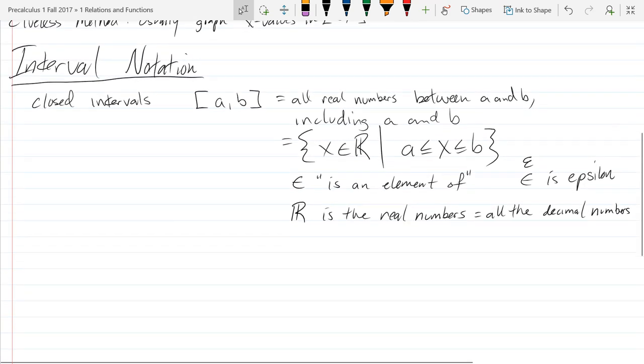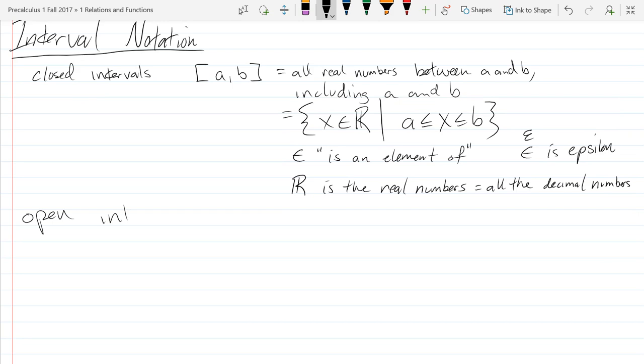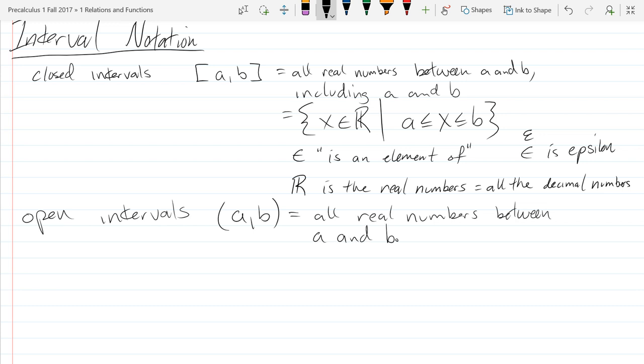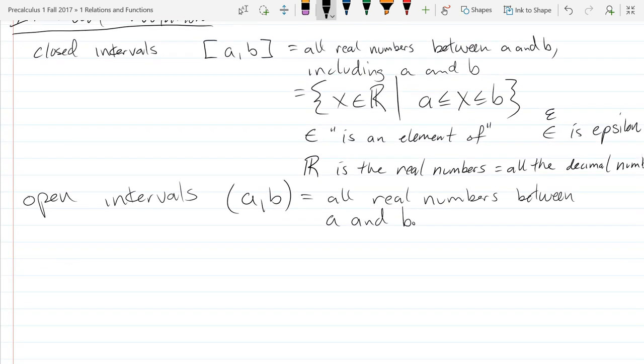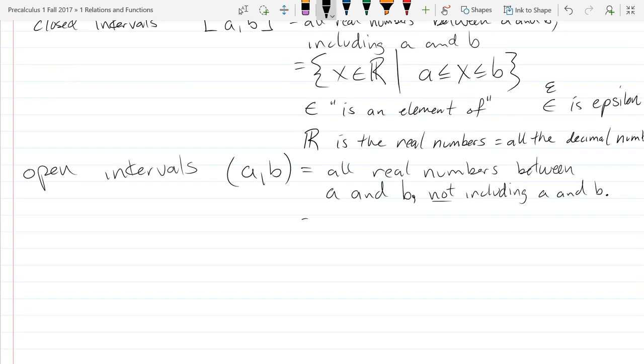All right, so that is closed intervals. And open intervals. Open intervals use parentheses, or you could say round brackets. So this is all real numbers between A and B, and this is not including the endpoints. And set builder notation, not very exciting to write down. Any real number such that it's between A and B. So it's the same set builder, just no equal signs in there.